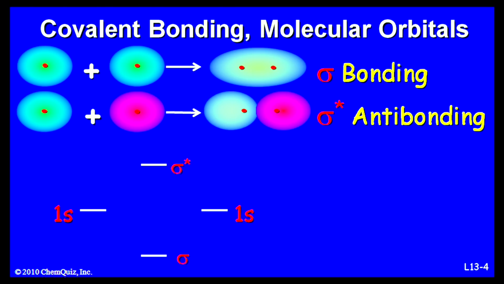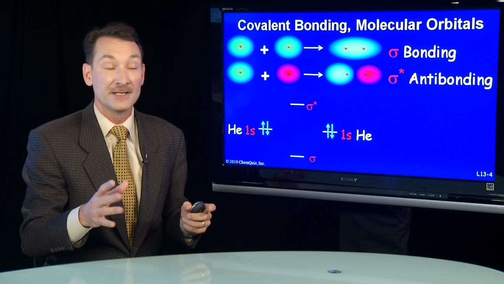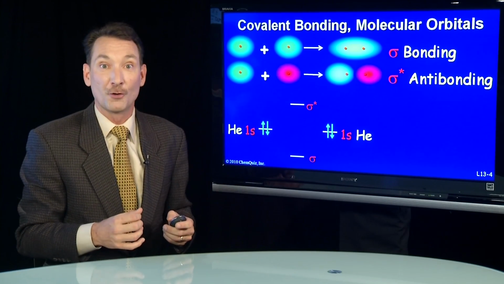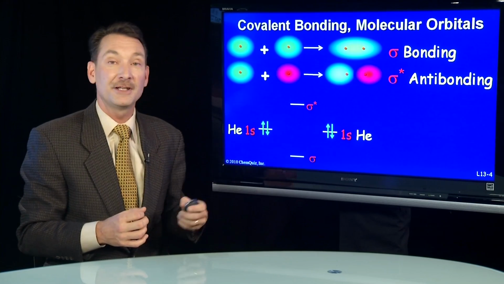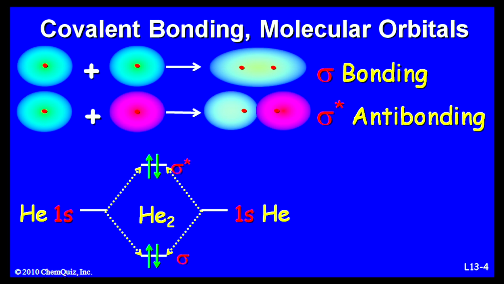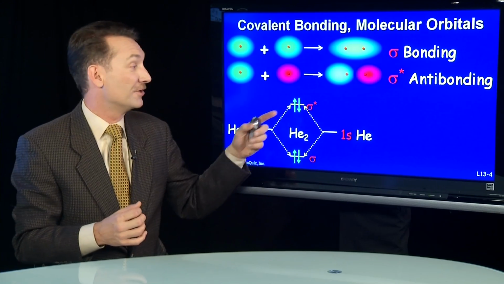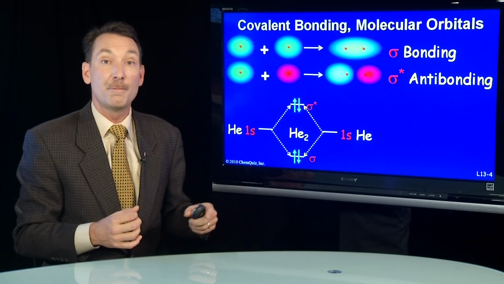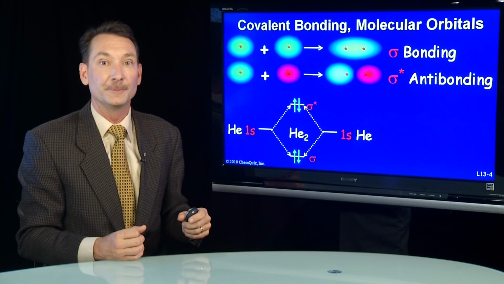Now for the case of helium, the 1s orbitals have 2 electrons. So a helium molecule has 4 total electrons, and they need to occupy the molecular orbitals. So I'll take those 4 electrons from the atomic orbitals and populate the molecular orbitals, and I'll use my usual electron rules. I'll fill parallel and antiparallel, and parallel and antiparallel in the higher energy orbital, and I find that both the bonding and antibonding orbital for this molecule are completely full.